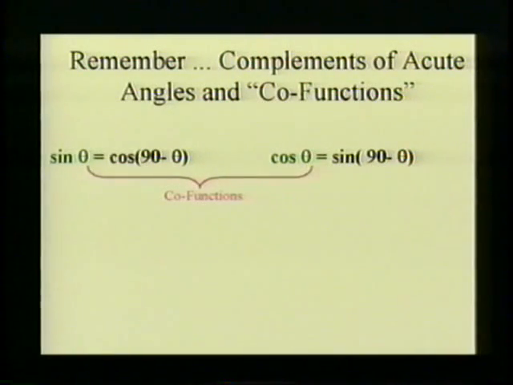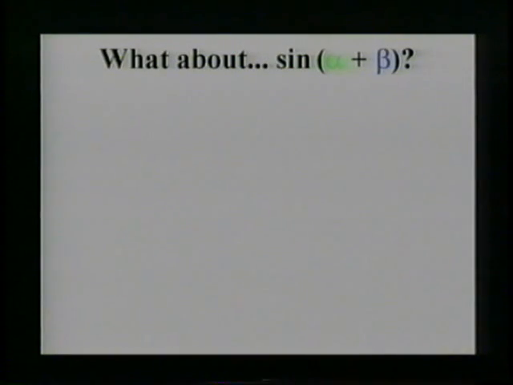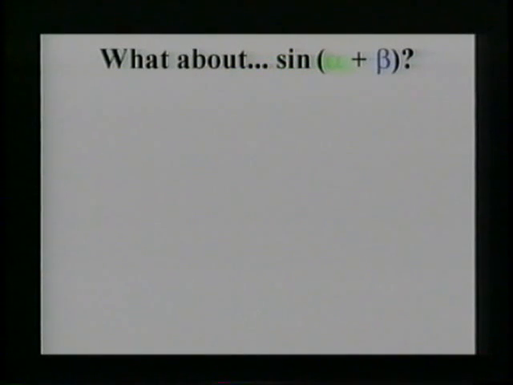Okay? Okay, now, remember, I didn't tell you this for laughs, this idea of cofunctions and the complements of angles. Okay, the sine of an angle is the same as the cosine of 90 minus an angle, and the cosine of an angle is the same as the sine of 90 minus an angle. So from this one, we can actually derive the sine of the sum, S-U-M, sum of two angles. Let's take a look at it. Okay, the sine of alpha plus beta.